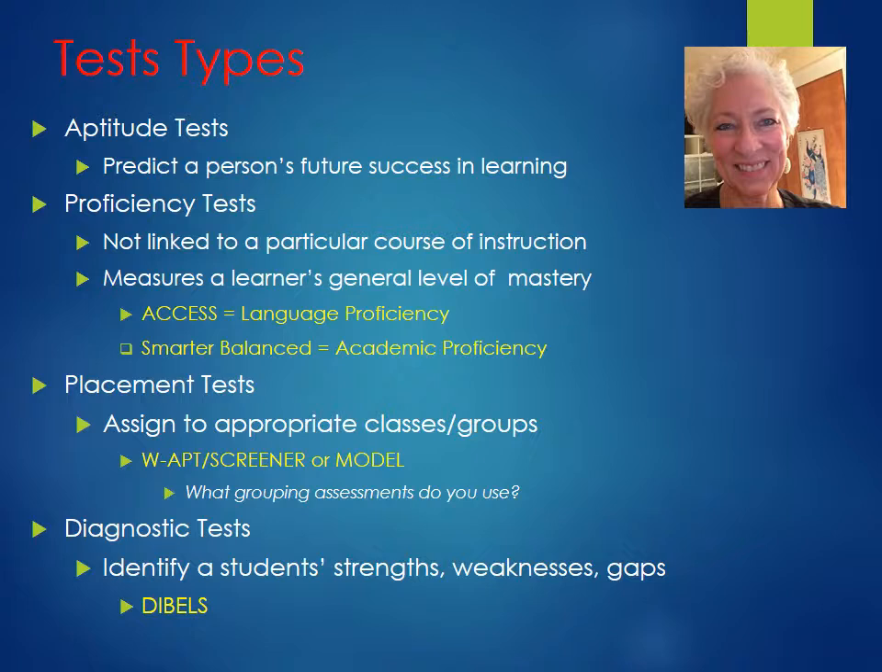These are just a few subcategories of the tests that we come across quite often. Of course, we've got aptitude tests such as the SAT or other entrance exams. We use two general types of proficiency tests in the state of Delaware: the Smarter Balanced Academic Proficiency and, of course, the Access Language Proficiency Assessment.